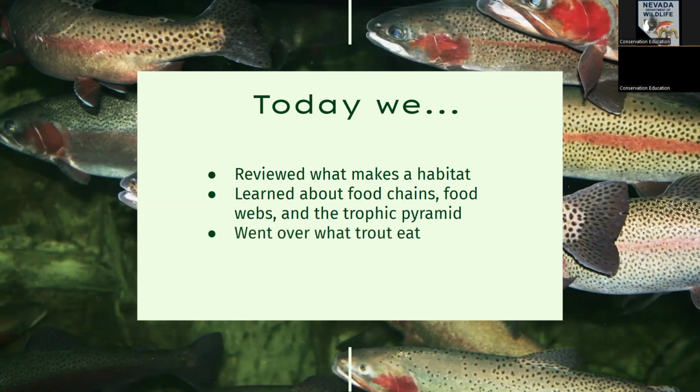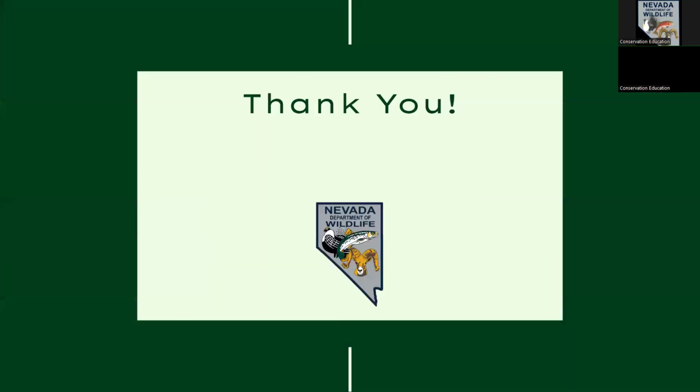And then we went over what our trout eat. Trout will eat anything that they can put their mouth on, right? Anything that's smaller than them and they're given the opportunity, they will eat it. And then we discussed what preys on trout. So not only trout themselves, but mammals and larger animals that like to eat fish.